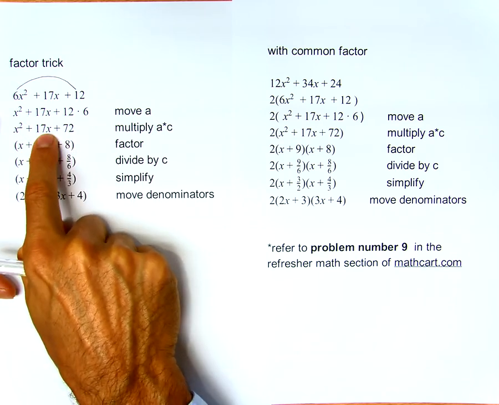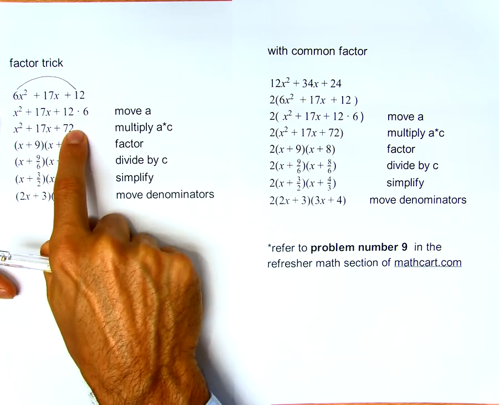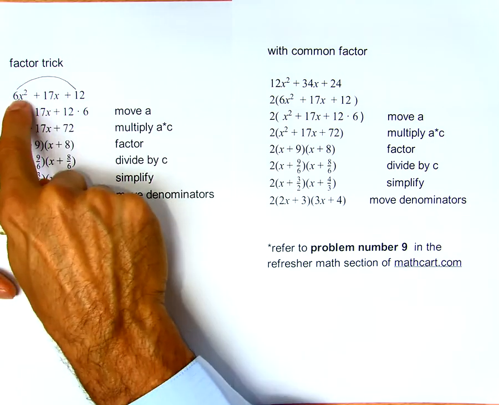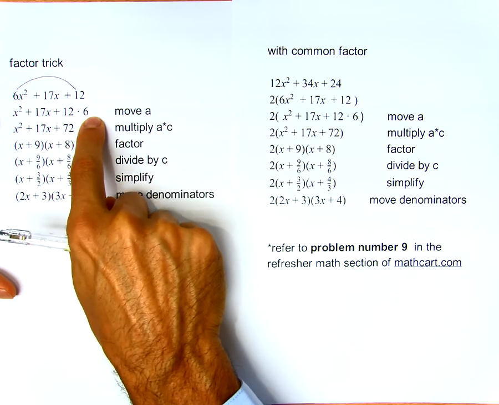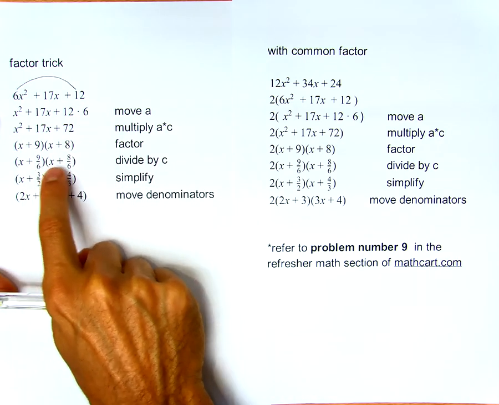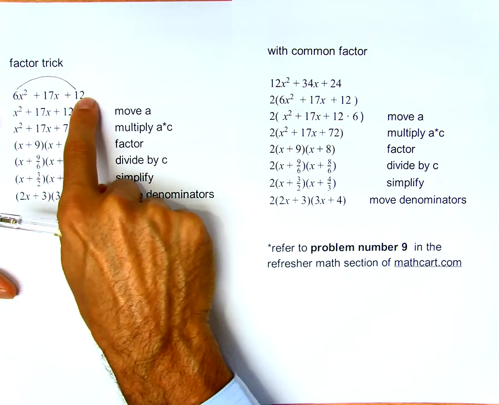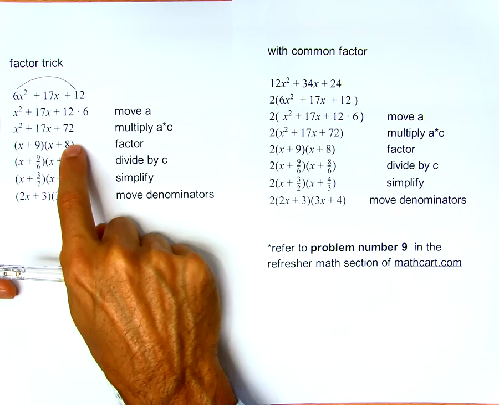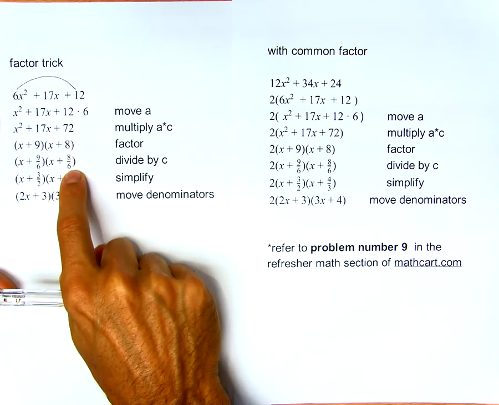9 plus 8 is 17. 9 times 8 is 72. Now that I factored these, I will take this 6 that I multiplied over, and I will divide it back into each term. I will take the 6 that I multiplied times the 12, and I will put it underneath the 9, and I will put it underneath the 8.